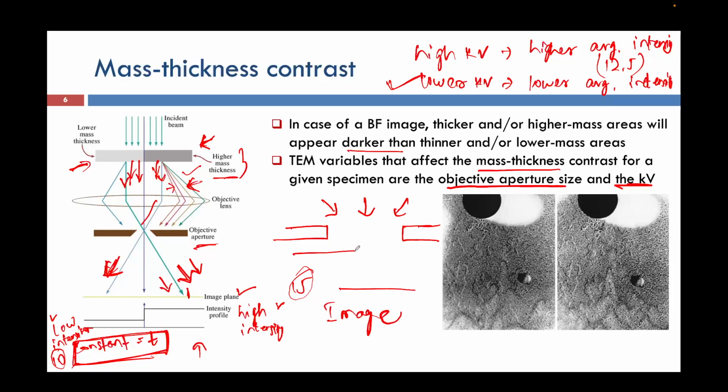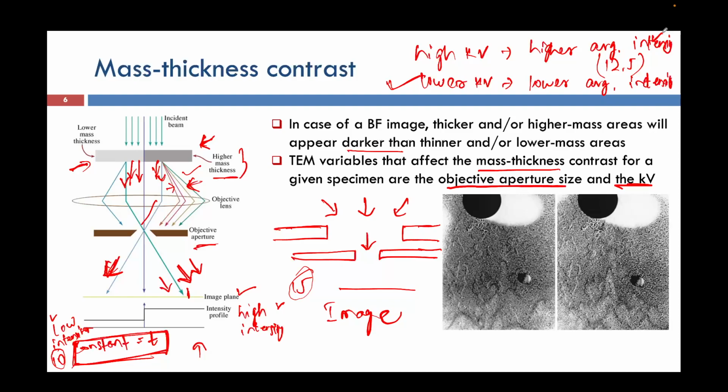If we are restricting our objective aperture size to a very small value, then in that case what will happen? If we are opening the objective aperture, that means making our objective aperture bigger, then the average intensity will be high. And when the average intensity is high, the contrast will be poor.